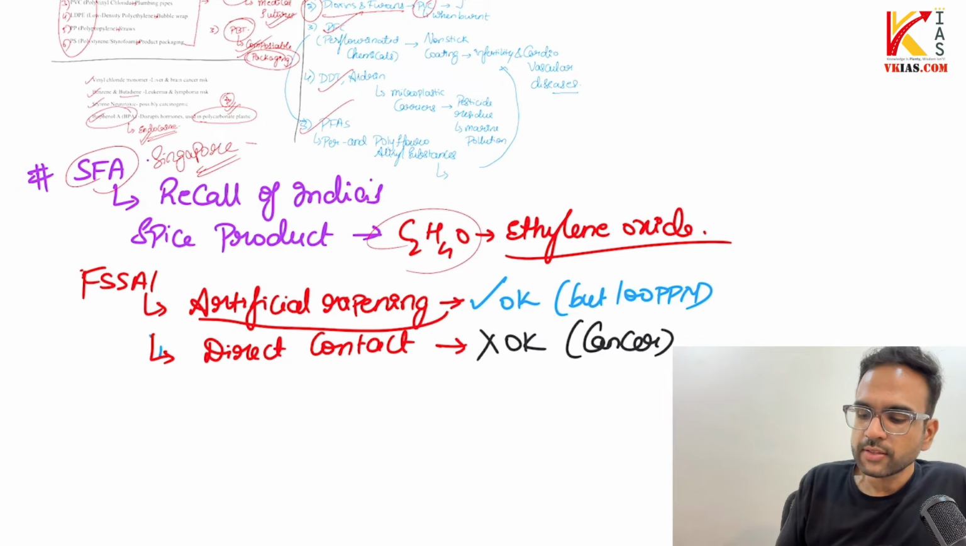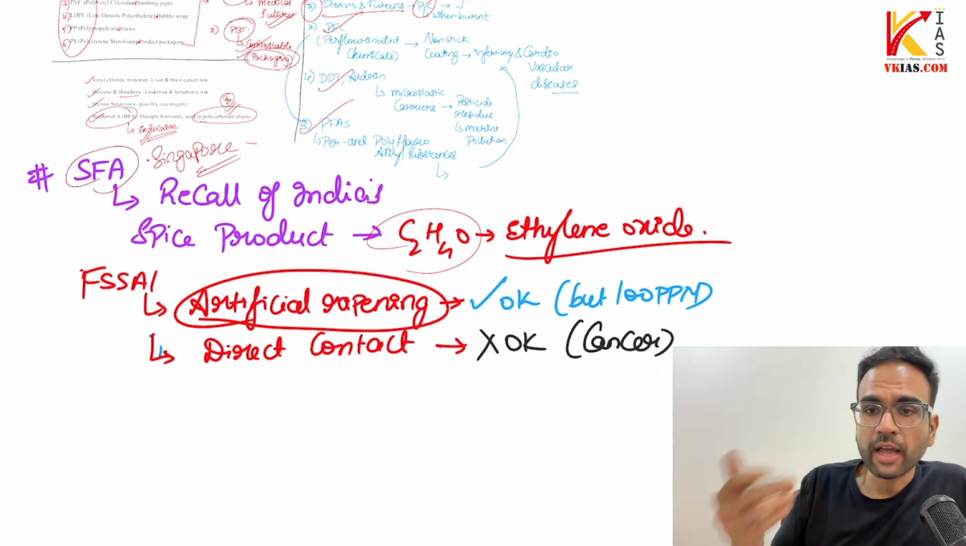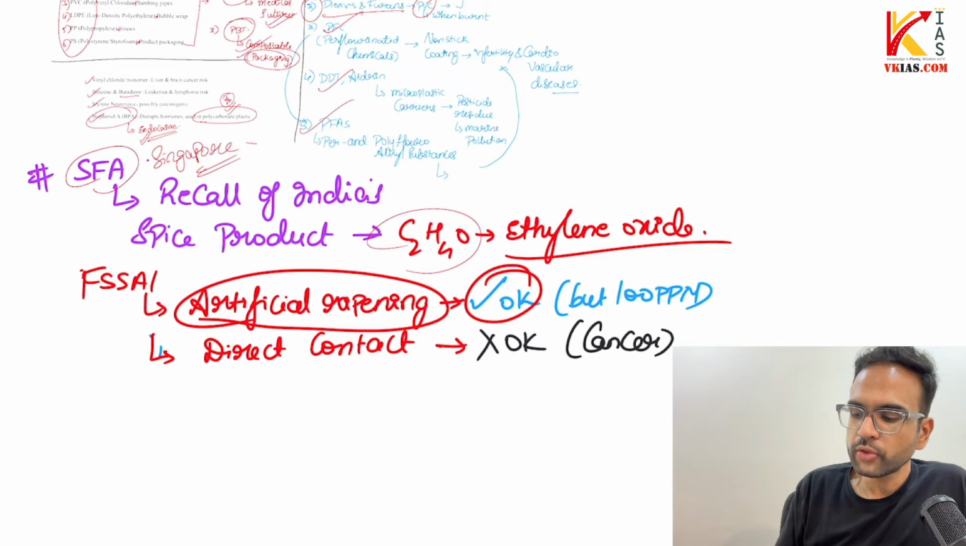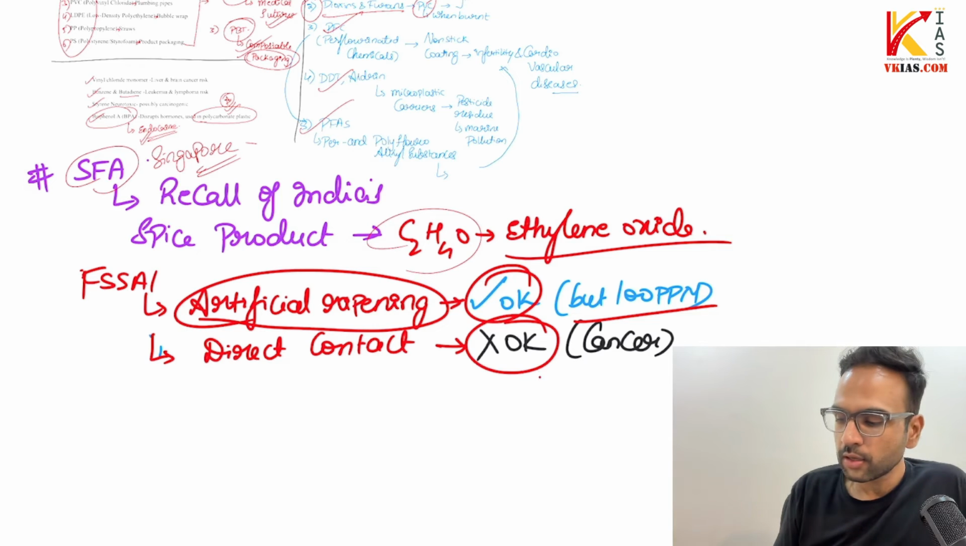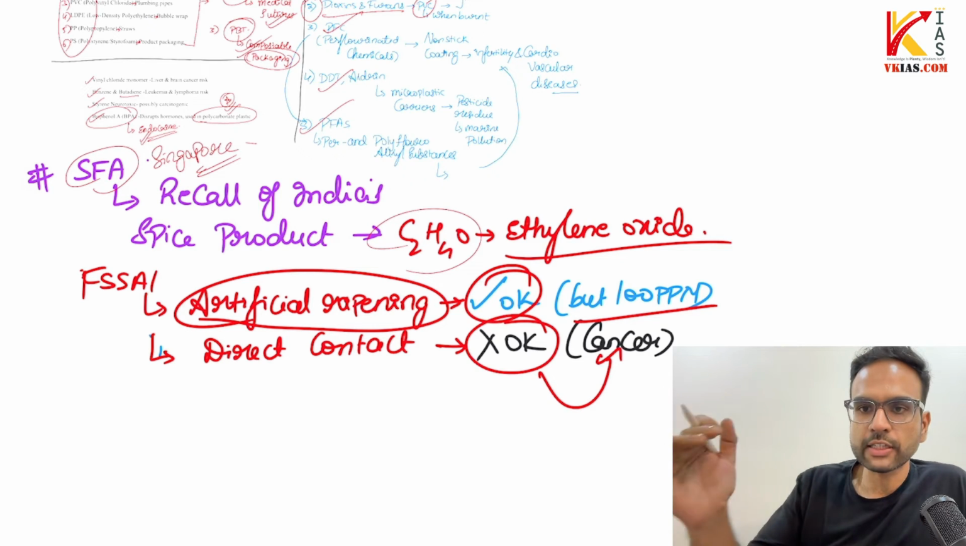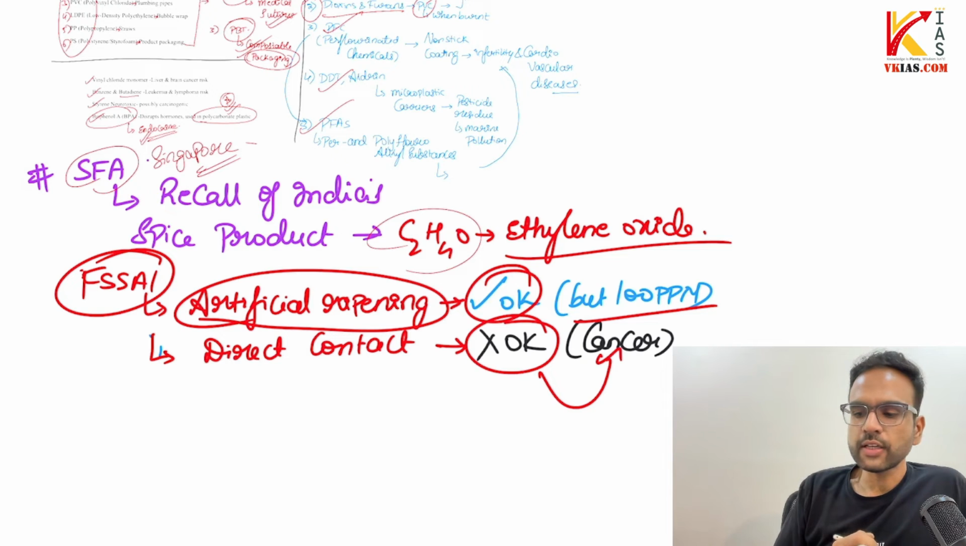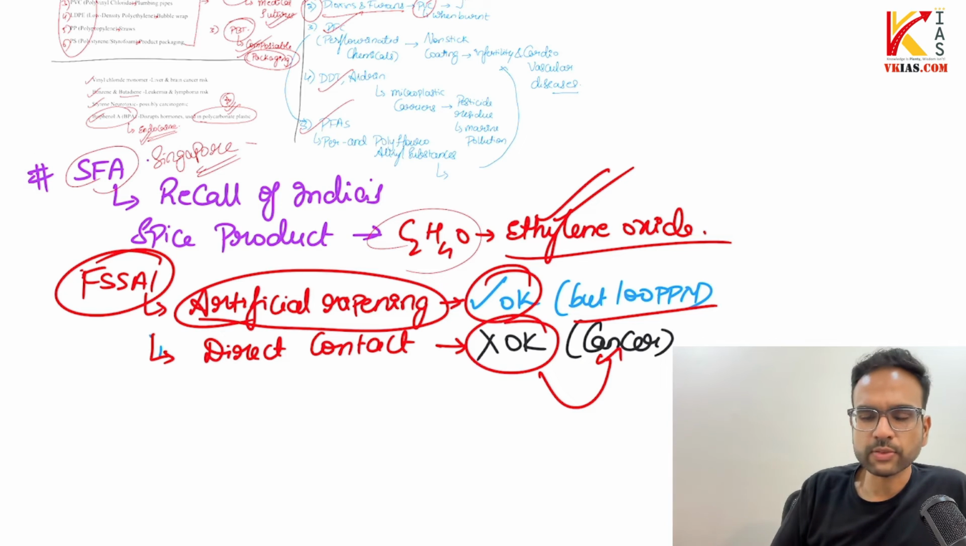It is something that is used as an artificial ripening agent in our fruit industry, like the food and horticulture industry. Is it completely banned in India? Not really. It's okay to use, but within a limit, 100 ppm. But it is not okay to use when you directly bring it in contact with the fruits, because it's a cancer-causing agent beyond a certain threshold. Therefore, FSSAI has very strict regulations. But the Singapore Food Authorities have recalled this spice product over ethylene oxide. Just remember this. We can get a question on this as well.